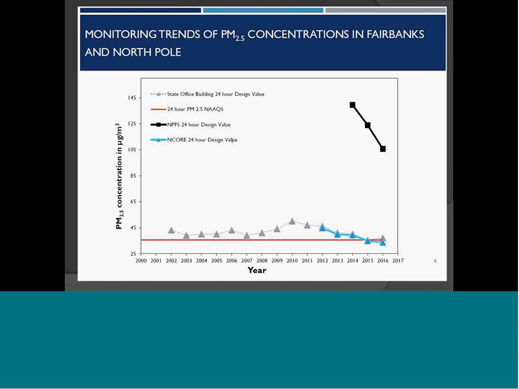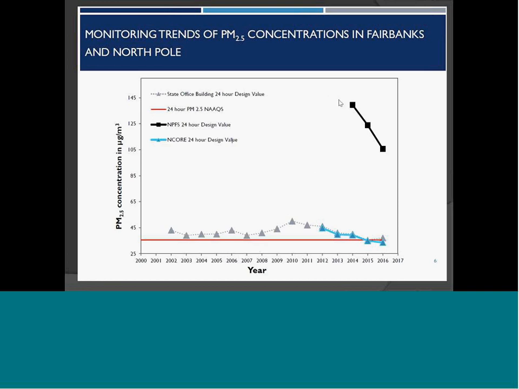And the state has submitted a waiver request for the EPA to allow Fairbanks not to use that data because it is biased in the positive direction. And the borough has backed that, and it's one of the things at EPA that we're awaiting a decision on.